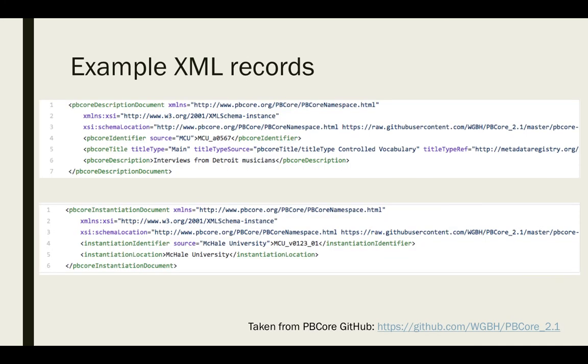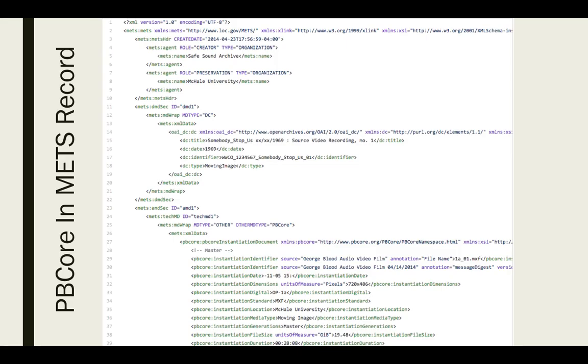Here are a couple of simple XML records. You have at the top the PBCore description document, so you have the root element that then acts as the parent element. You have identifier and title, and then there's an additional description there. And again, on the bottom, this is an instantiation document, and it has the identifier, the parent element, and location in this context. And then it can get a little more complicated.